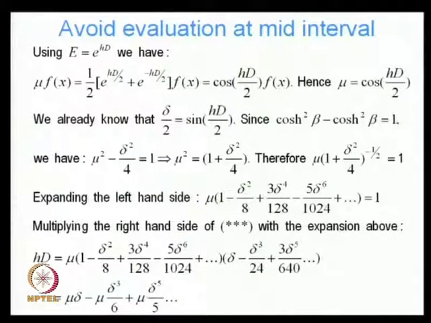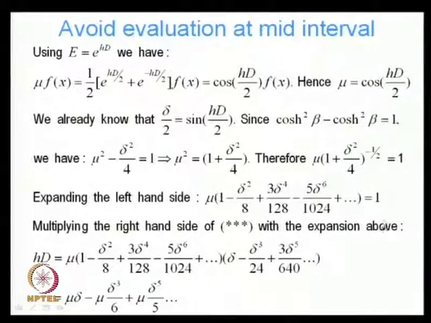Therefore, I can write mu times 1 plus delta square by 4 to the power minus half is equal to 1, right. So, I just take the square root of both sides, and then bring it to this side and I get 1. So, if I expand this in this series, by binomial expansion, then I get this expression. So, mu times 1 minus delta square by 8 plus 3 delta to the 4 by 128 and so on is equal to 1.